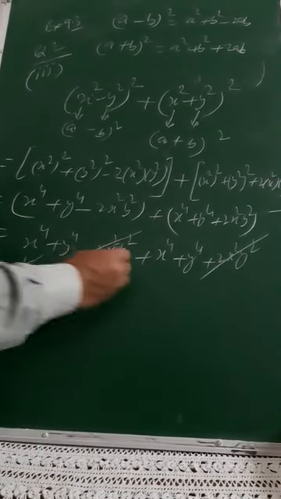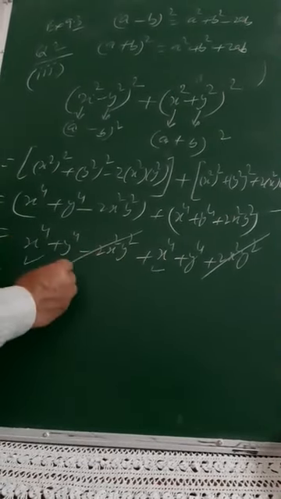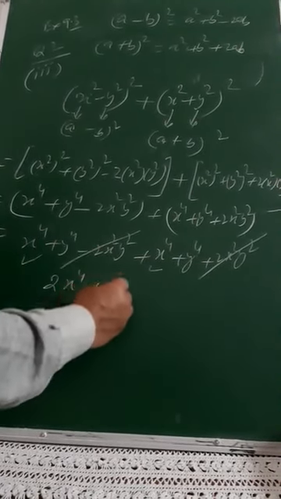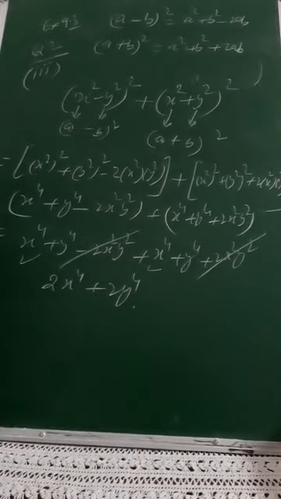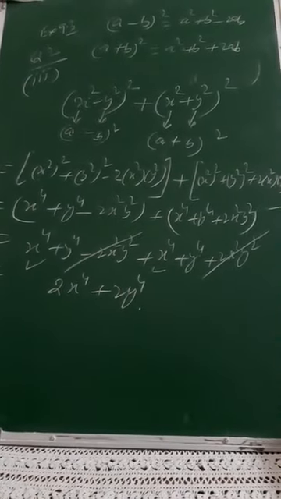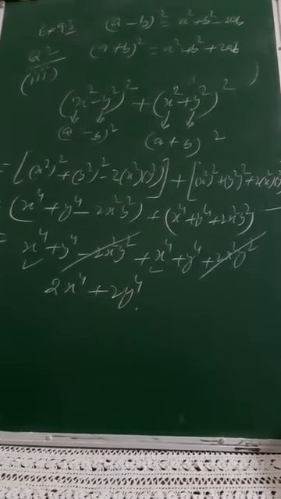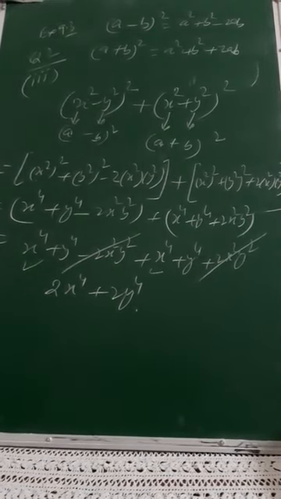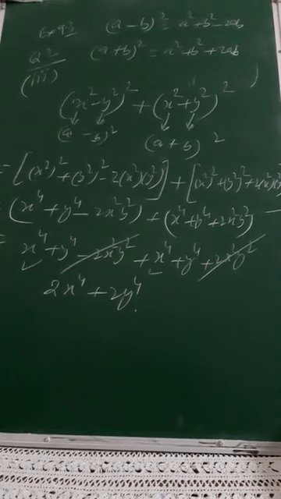Now like terms, x with x, x raised to the power 4, x raised to the power 4, y raised to the power 4, y raised to the power 4 will make it 2y raised to the power 4. So finally you can take 2 also common, or you can leave your answer here also, that is 2x raised to the power 4 plus 2y raised to the power 4.